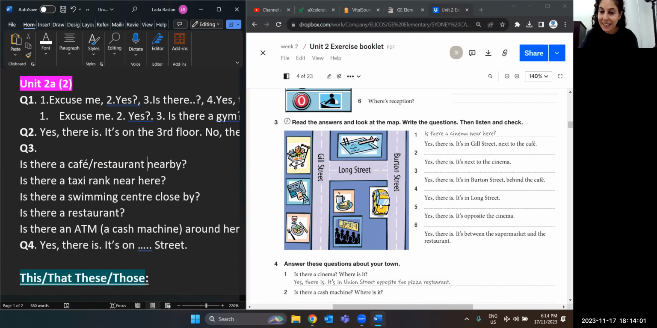What's this here? A taxi rank. Is there a taxi rank nearby, close by? These are all the same words. Nearby, close by, around here. So you can say words at the end, nearby, close by, around here, or just here.